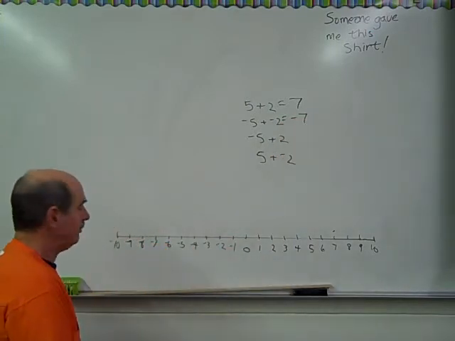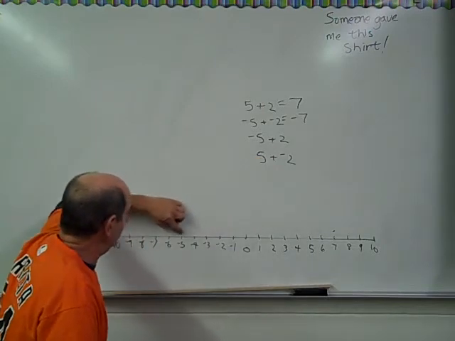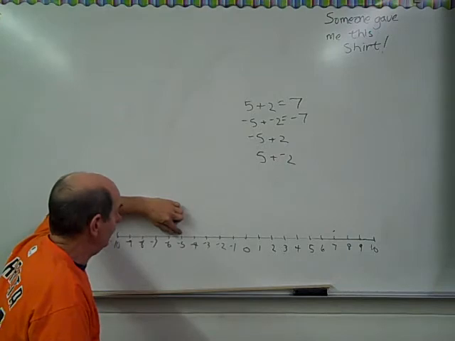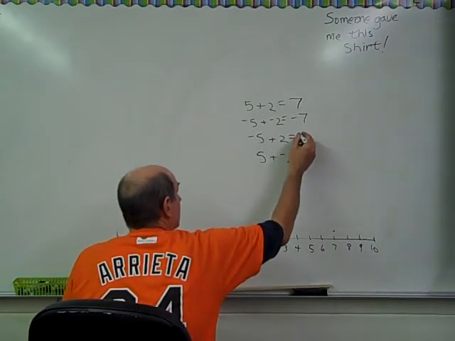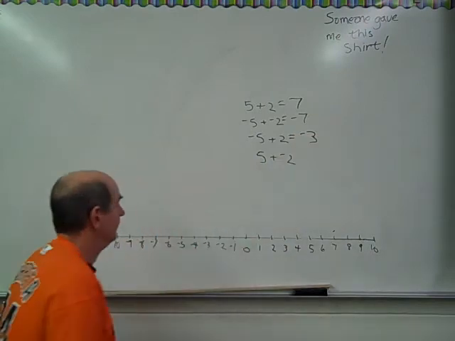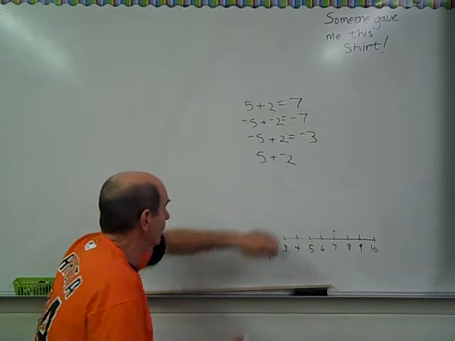To do negative 5 plus 2, I start at negative 5, and because the second addend is positive, I move to the right that many spaces. 1, 2, this would be negative 3. If I start at 5 and go to the left, I arrive at positive 3.